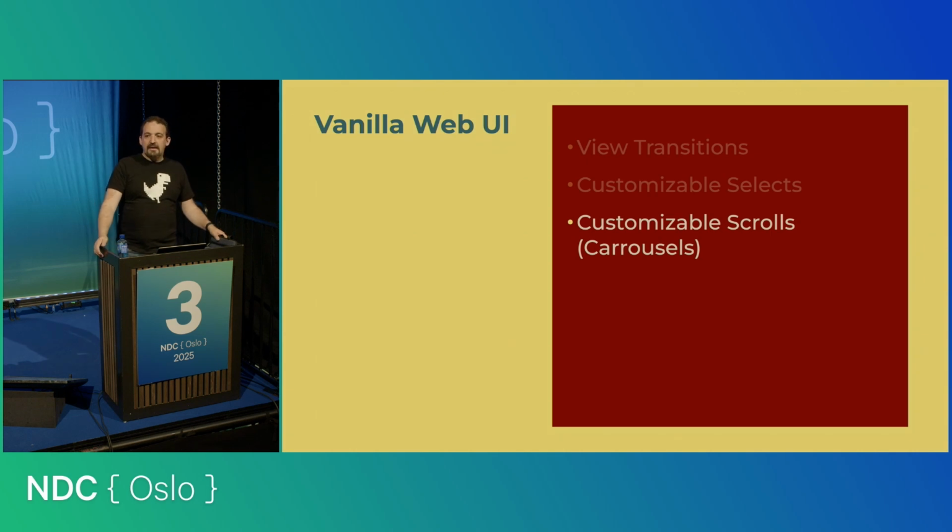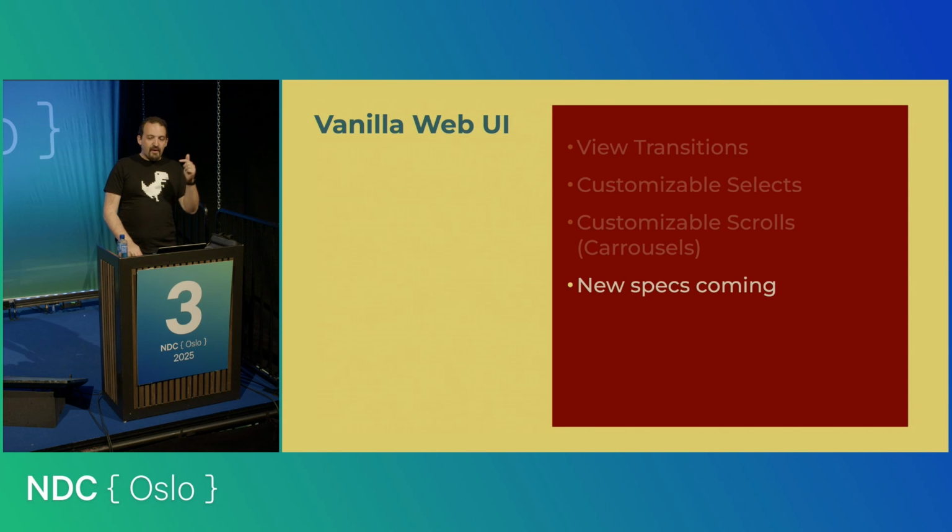Coming to Chrome, you can create carousels without JavaScript now. In 3D, with everything you think about a carousel, just with CSS. There will be no JavaScript at all, no dependencies. And new specs are coming. The idea is to let us customize the whole user interface just with CSS.